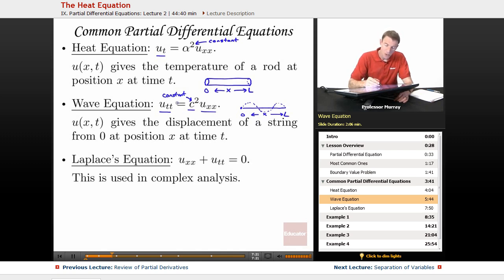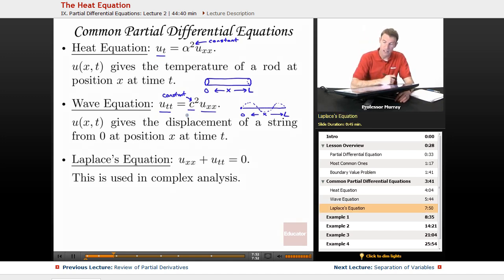Now that c squared, that constant, is a factor of how elastic the string is. Of course, if the string were some completely rigid object, if it were just a metal rod, then it wouldn't vibrate at all. If the string were something very, very elastic, like a rubber band, for example, it's going to vibrate a lot. And so that c squared is a measure of how elastic the material in your string is.